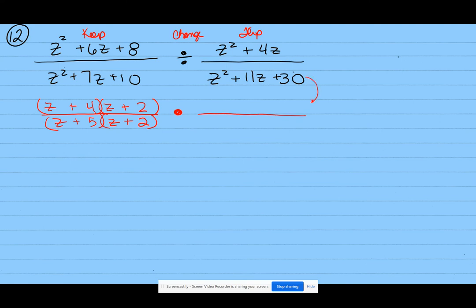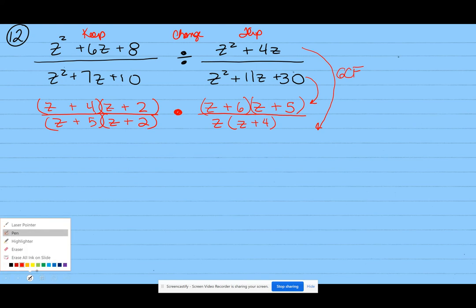So this one is going to go to the top, and it is a trinomial. And I need multiply to give me 30 and add to give me 11. That's going to be 6 and 5. And this is the one right here that gives us some trouble. This one is a GCF. It is not a trinomial. It factors out z and z plus 4. That's the one that messes everybody up.